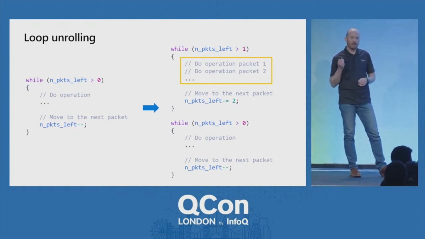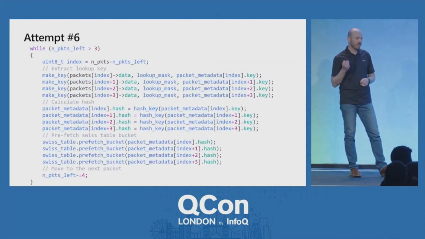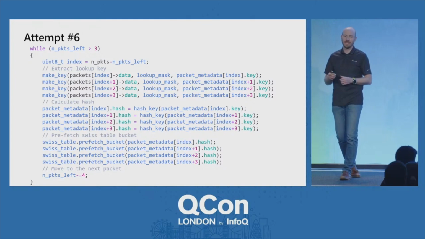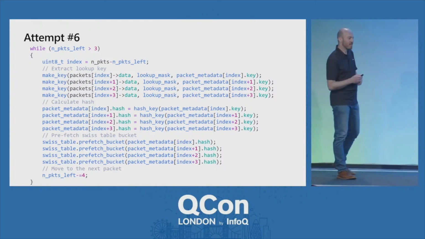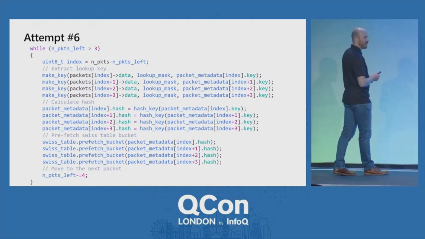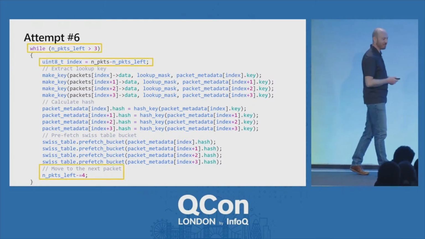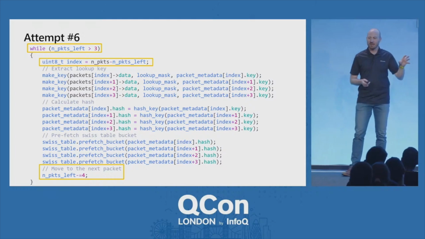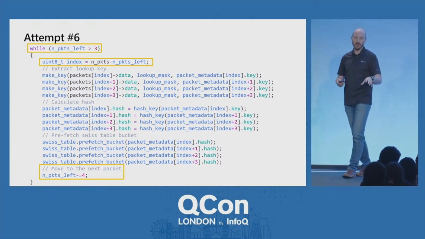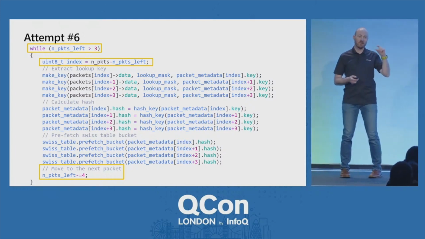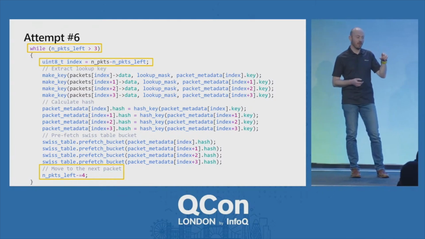So let's have a look at what our code looks like. And I mean, quite frankly, it's horrible, isn't it? If you sent this to me for review, I'd probably send it back to you. Let's have a look at it and see what it actually is doing. So you can see here I've loop unrolled to a factor of 4. So I'm doing 4 packets each time through the loop.